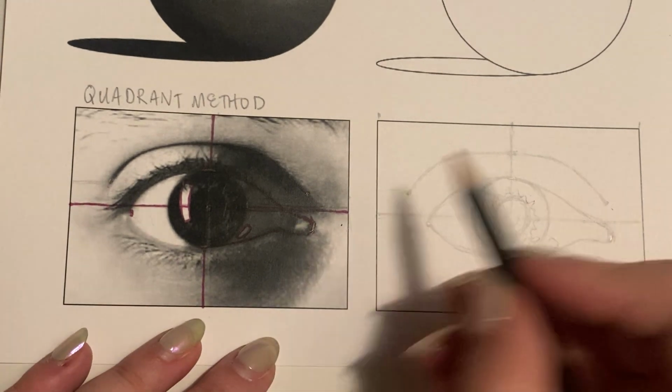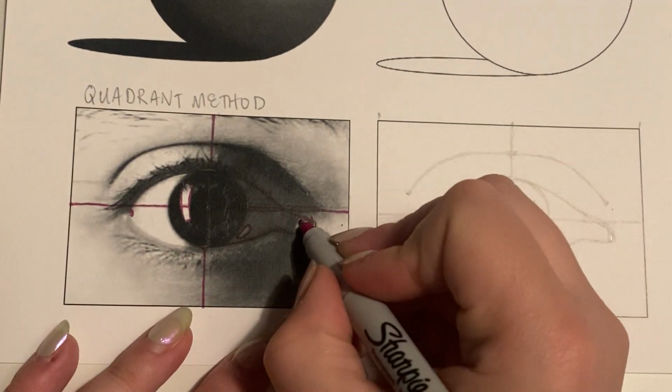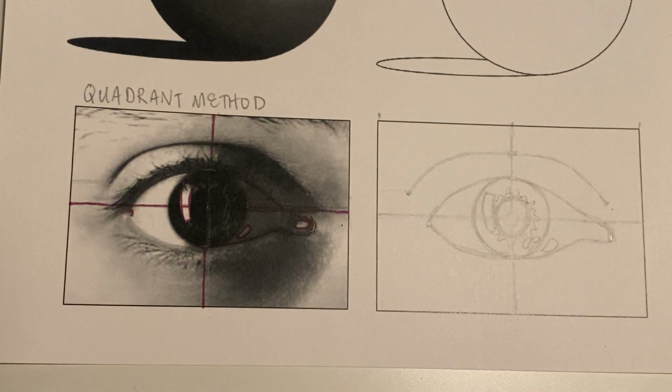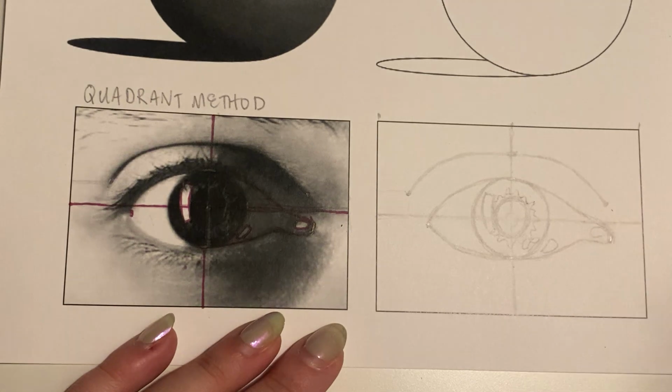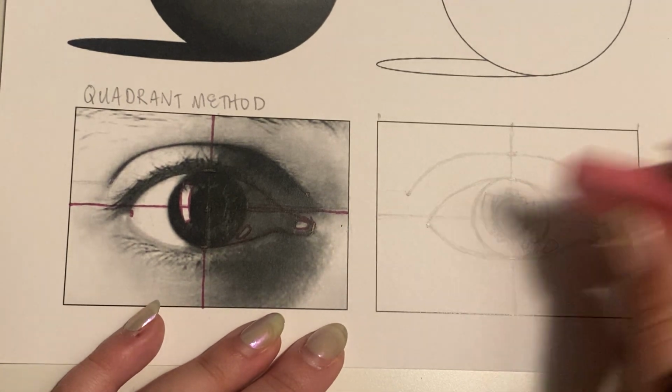Then over here, I see a really light area. So I'm going to do a little circle right there. Little circle. Oops, that might have been too big. Right there.